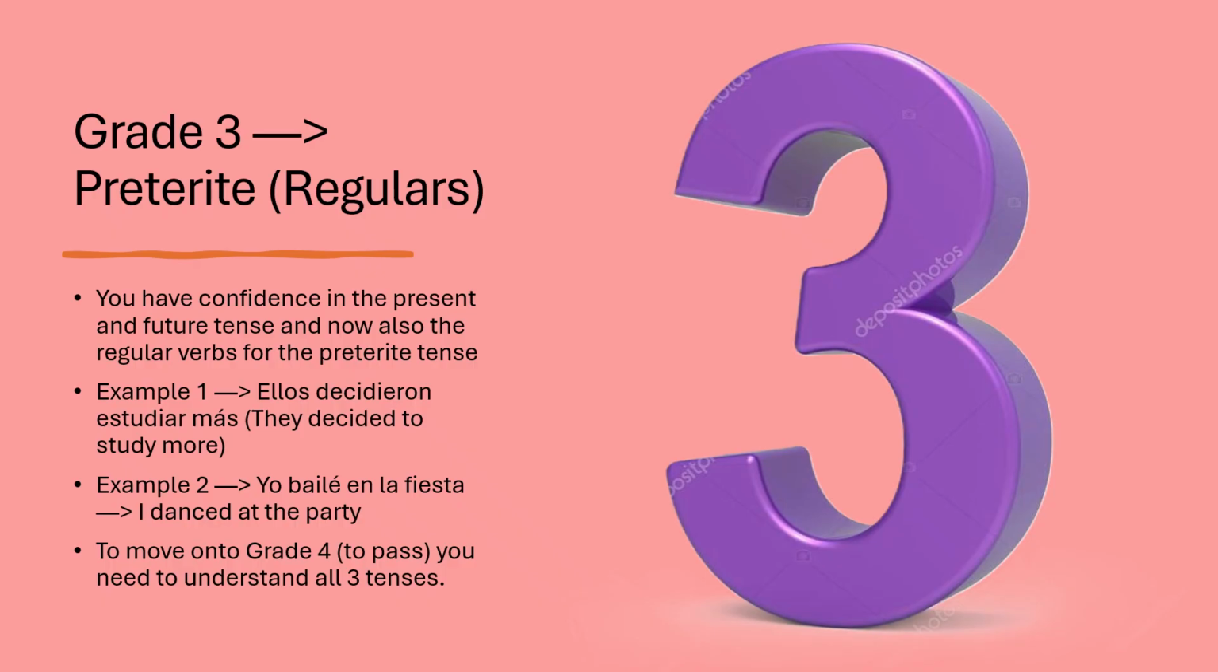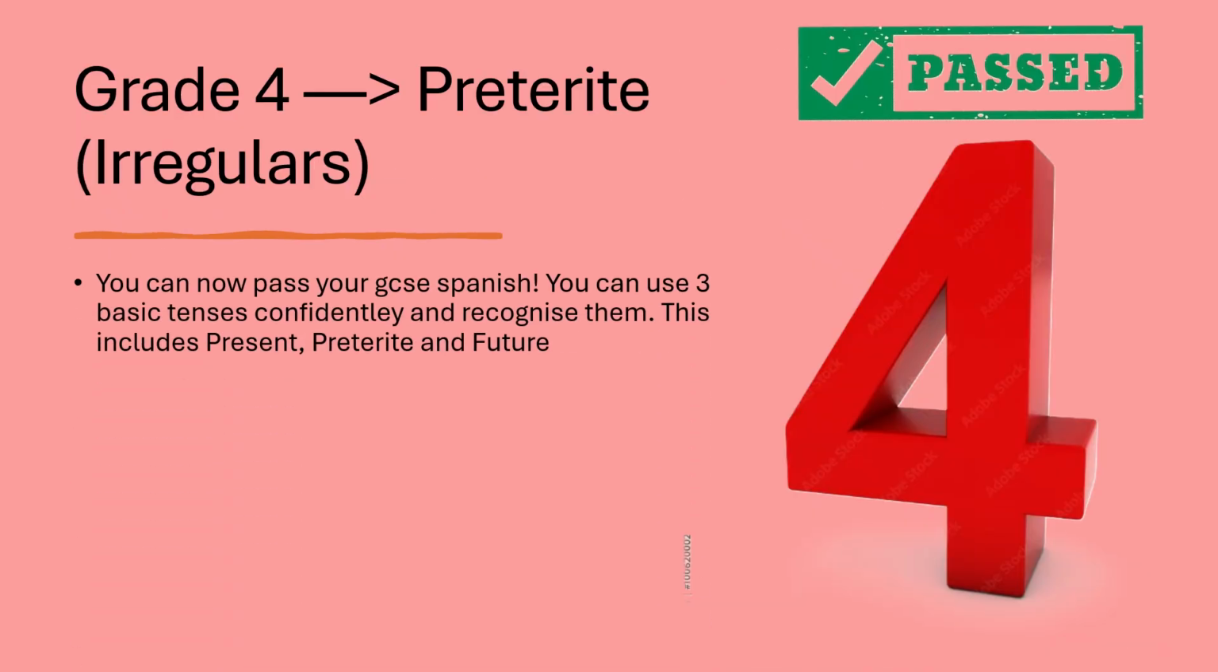Are you ready for the big moment? Congratulations, you've passed your GCSE. If you can use 3 basic tenses confidently, recognize them, and know what each of them mean, you should pass your GCSE. If you can provide 3 examples in your essays, there is no reason why you should not pass your GCSE. You will have understood most of the grammar points, you will have understood a big chunk of the content, and hence you can pass the GCSE with 3 tenses knowing.